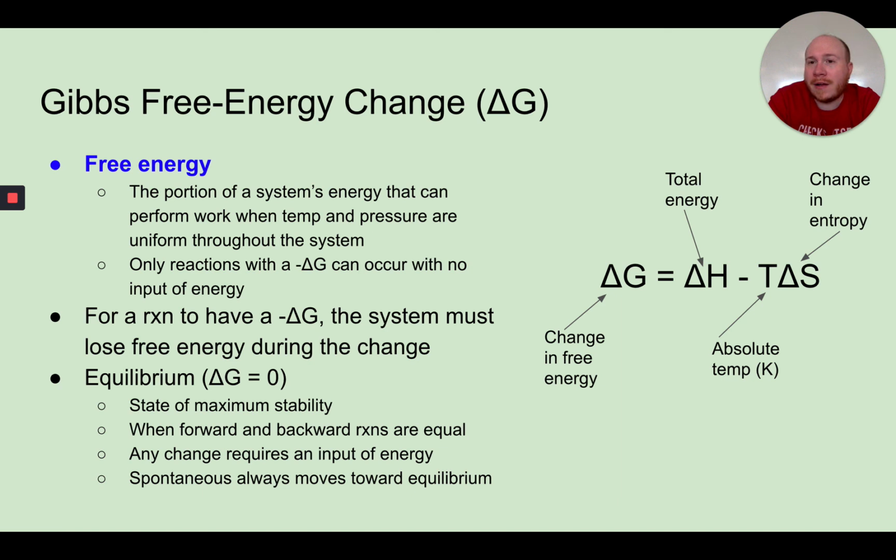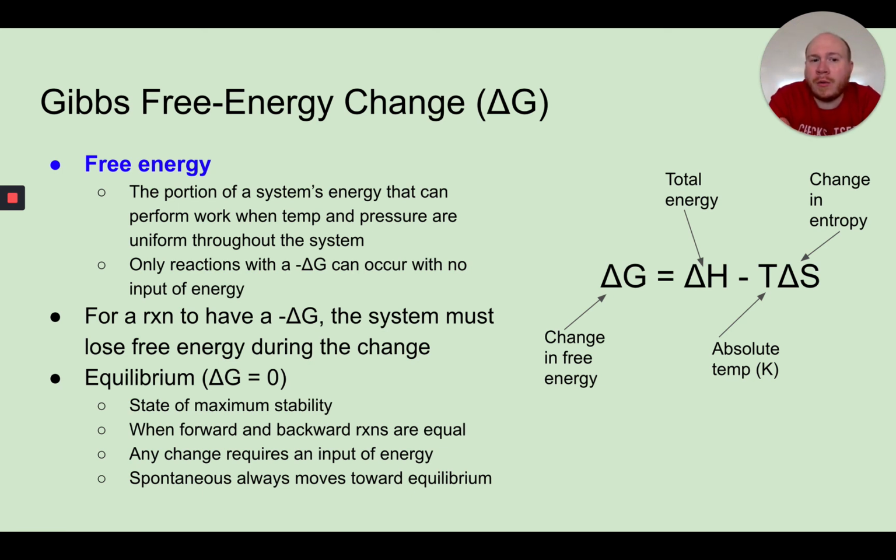And only reactions with a negative G can occur with no input of energy. So these are what we call our spontaneous reactions. For a reaction to have a negative G, the system must lose energy during the change. Heat has to be released.